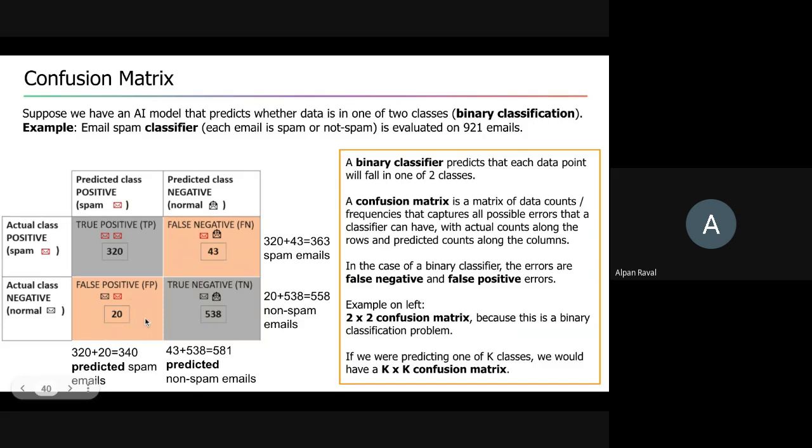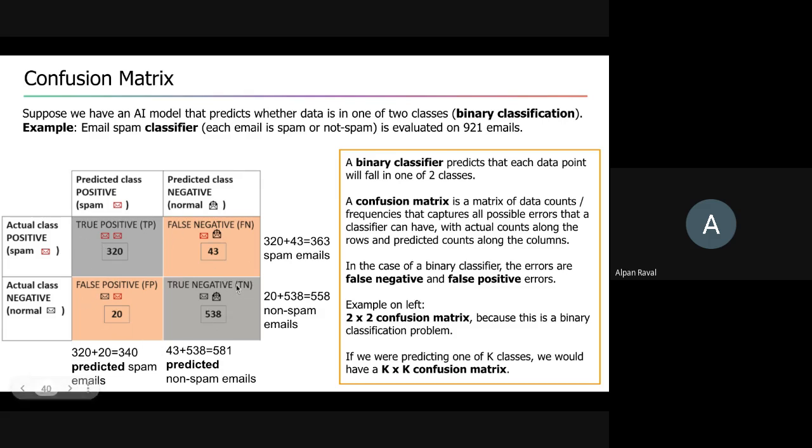There are 20 emails that are actually non-spam but are predicted as spam, so they incorrectly went into your spam folder. Okay. And then there are 538 emails that are non-spam and correctly predicted to be non-spam. So the numbers in these two gray cells on the diagonal are the correct predictions, whereas the numbers in these two orange cells are false predictions of the AI. And as you can see, there are two types of false predictions. You can either have a false negative, an email that's predicted to be non-spam, but is actually spam. So it's predicted negative, but is actually positive. Whereas a false positive is predicted positive, meaning it is predicted to be spam, but it is actually non-spam.